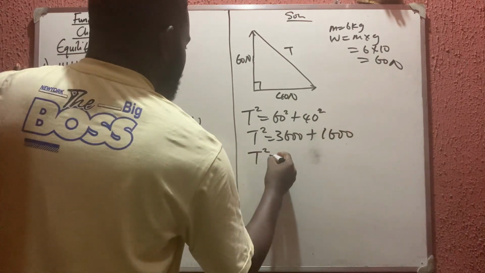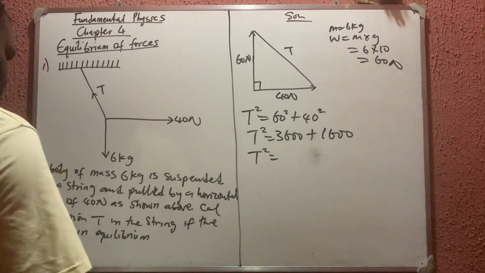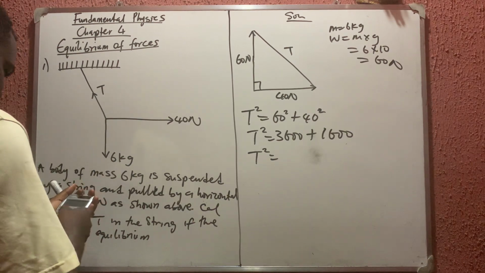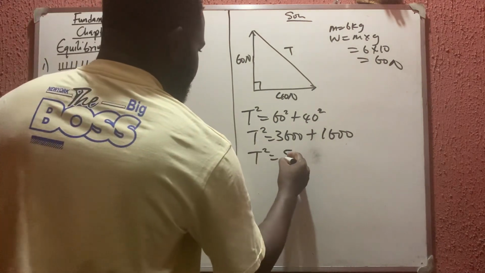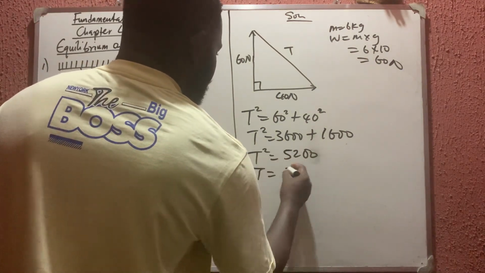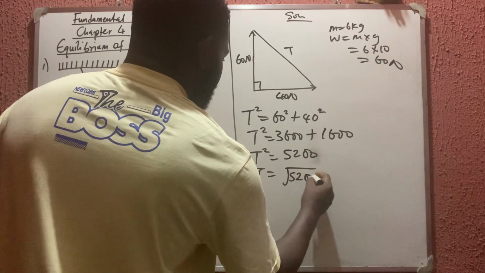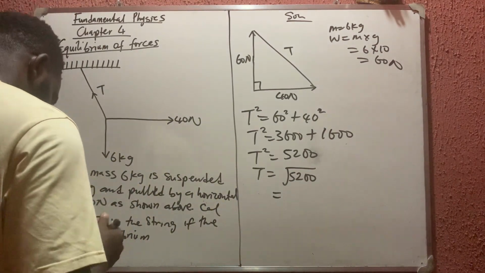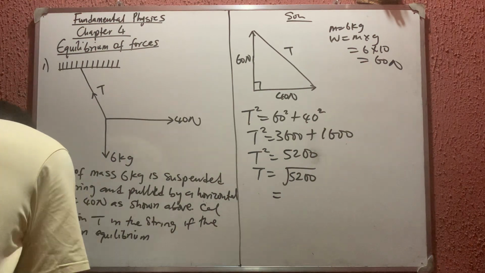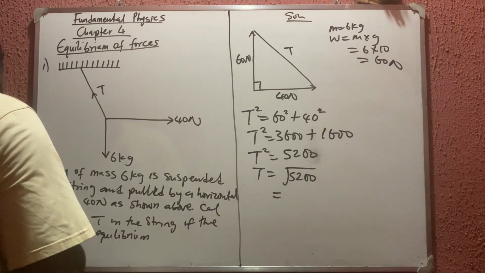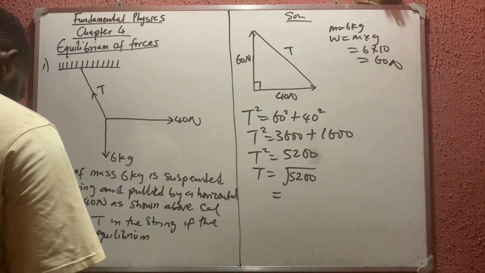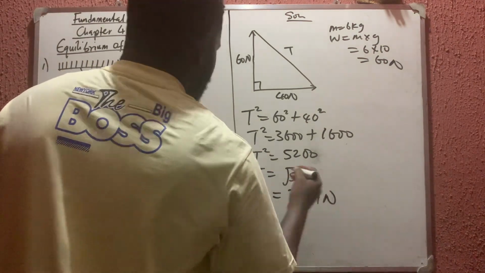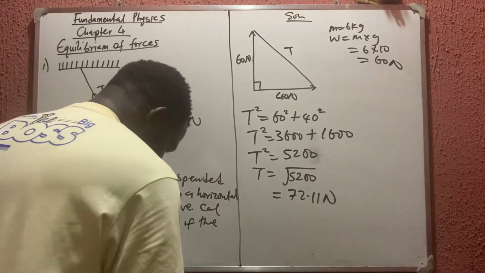So T squared is going to be 40 squared plus 60 squared. I'm having 5200. So my T will be the square root of 5200. I'm going to have approximately 72. So this is 72.11 newton. So that is that. We move to the next question.